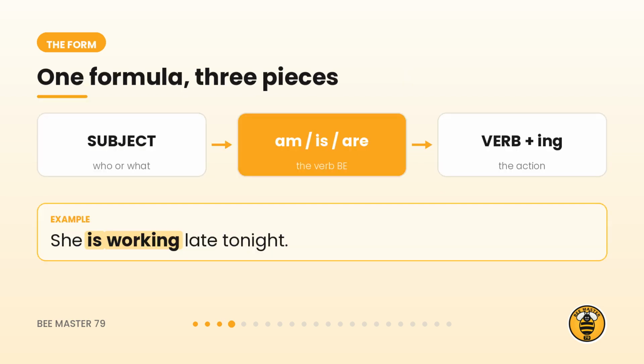The form never changes. Subject plus the correct form of the verb be plus the main verb with ing on the end. 3 pieces in that order every single time. Subject: she. Verb be: is. Main verb plus ing: working. She is working late tonight. If either the be verb or the ing is missing, the sentence is broken. Both pieces are compulsory.